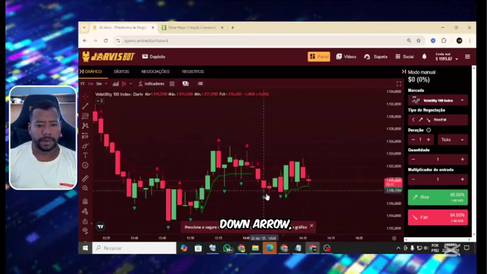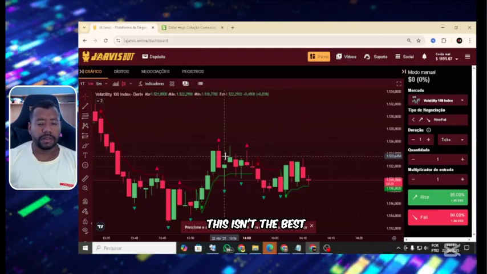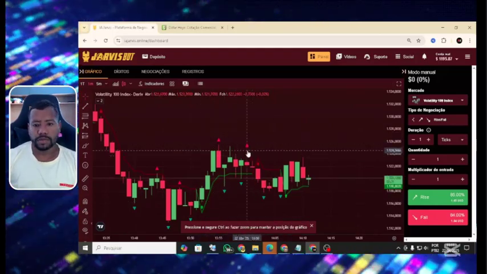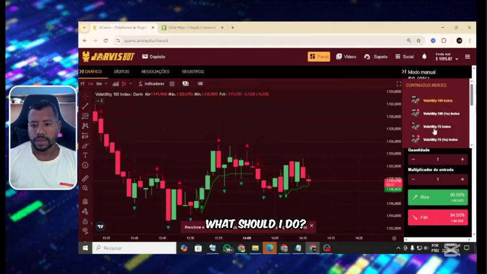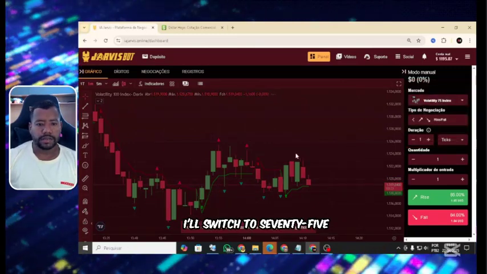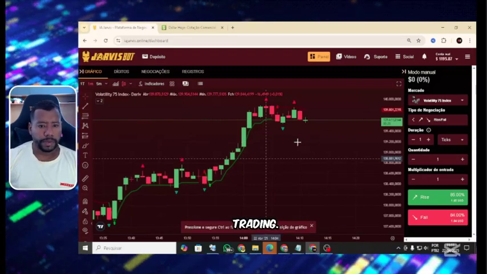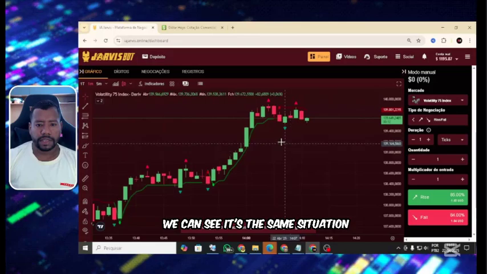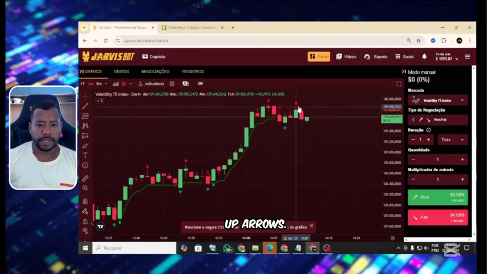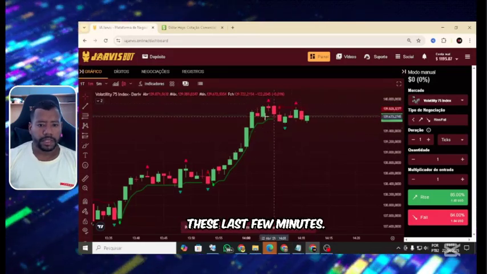Up arrow, down arrow, up arrow, down arrow. This isn't the best time for your operations. So, what should I do? Switch to 75 volatility. Let's see if 75 volatility is suitable for trading. You can see it's the same situation here. Down, down, down, up arrows. The market's been sideways these last few minutes.